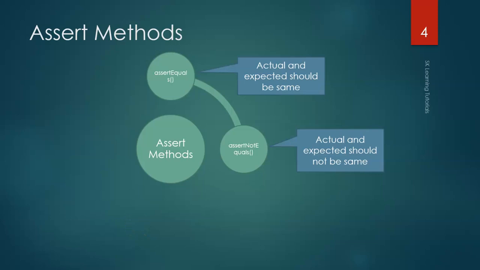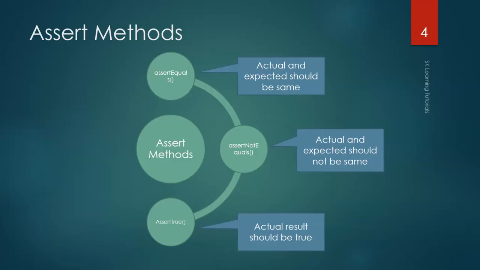Hey everyone, welcome back. As of now, we have discussed two methods which are assert equals and assert not equals. In both the methods, we specify two values to compare. Now let's move to the third method, which is assert true, where the actual result should be true to pass the test case. So in case of the assert true method, you have to specify only one value.